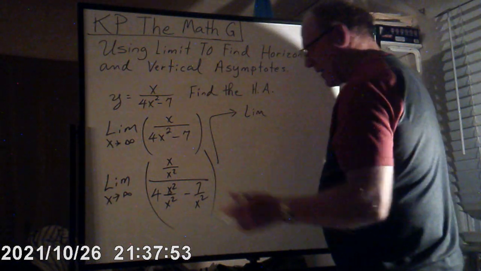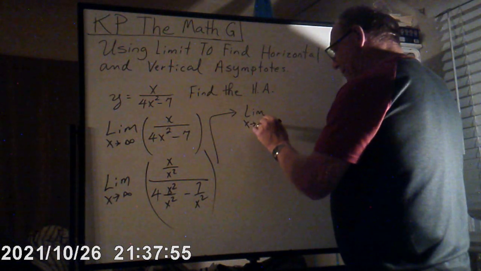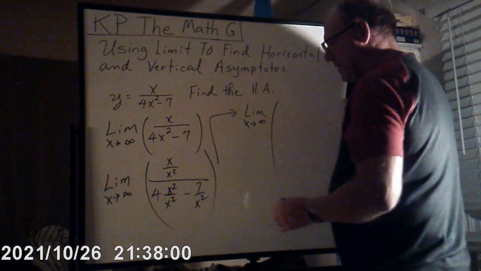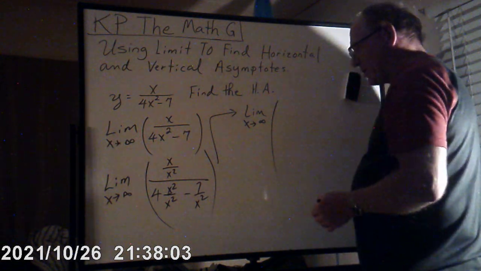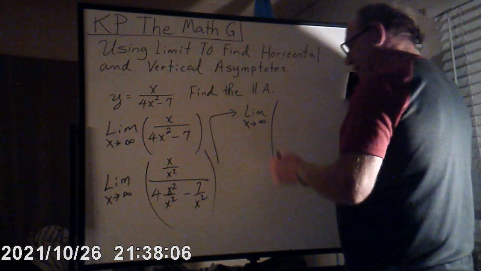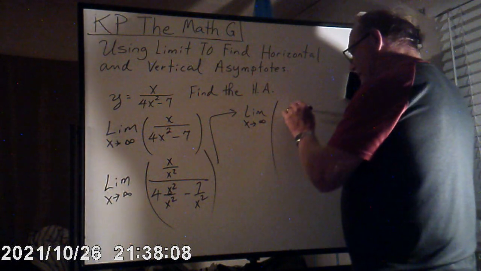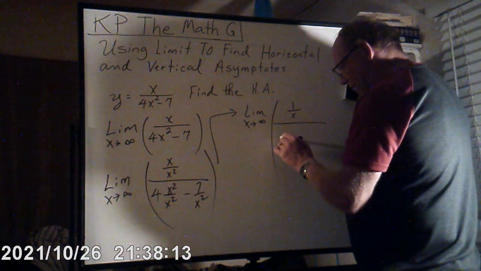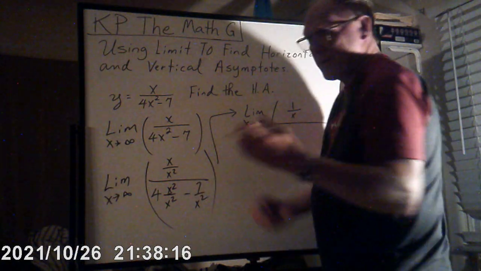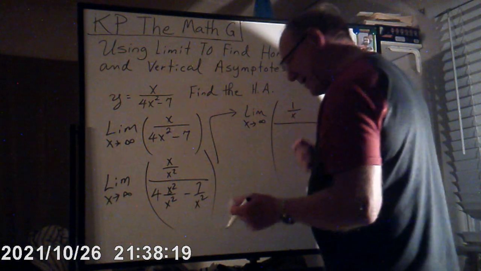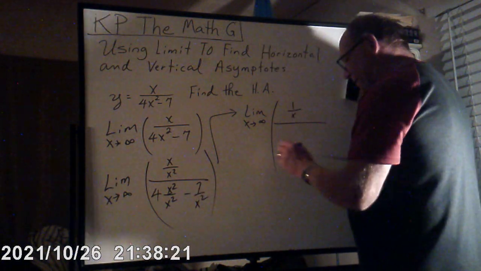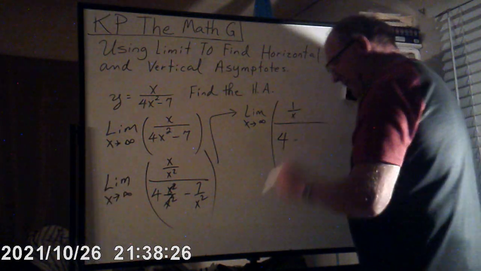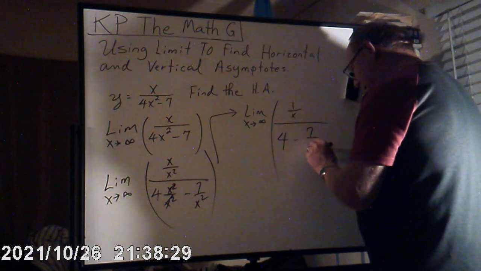The limit as x approaches infinity. We could have done negative infinity just as well. x over x squared is 1 over x. And then 4x squared over x squared, provided that x is not equal to 0. That's what we've got to look at each time. This divides out, and we just have simply 4 here, and then this is 7 over x squared.